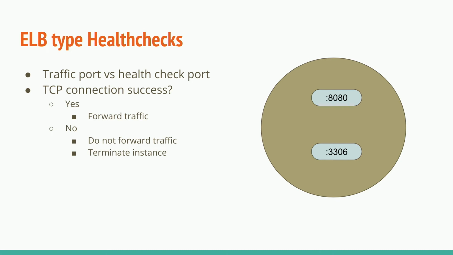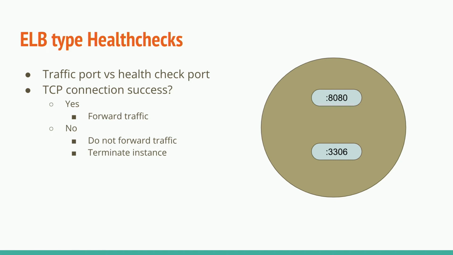Okay, so the NLB establishes a TCP connection. If the connection is successful, the target is good. If the connection is not successful, not only is traffic not forwarded to this target, but also this target is decommissioned. It's terminated.